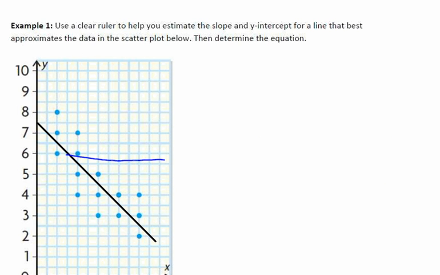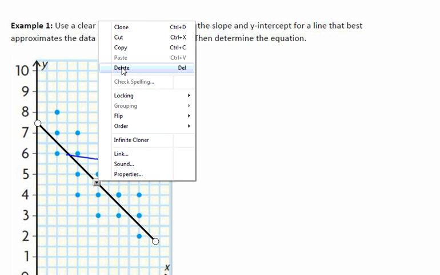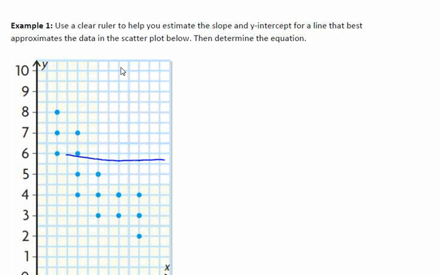Oh, sorry, delete line. Don't look at that line. Okay, here's an example. It says we're going to estimate the line of best fit and write it in y = mx + b. So how many total points do we have? Count how many points we have.